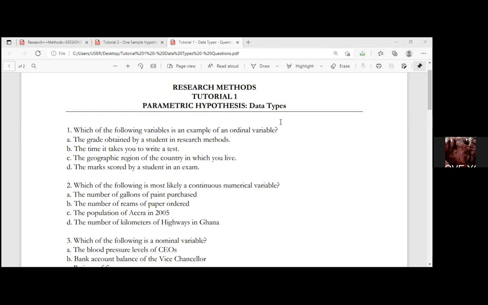What are the grades that you can get in research methods? Mention those grades. A, B, B plus, C, C plus. If I mix them and I say arrange them in order, can you? Yes, please. So can they be ordered? Yes. So then it becomes what? Categorical ordinal. Good. So Janet was correct. It's categorical ordinal.